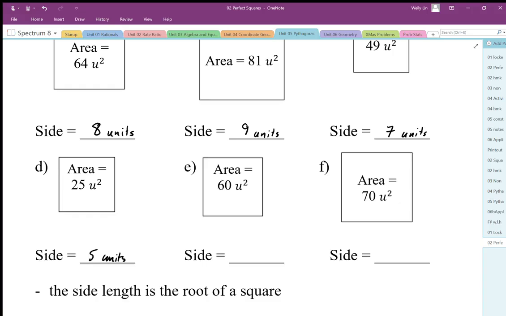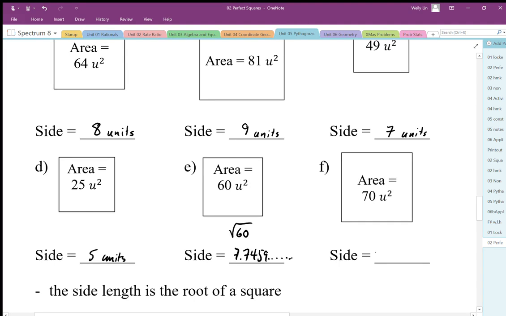So I do the square root of 60. I get this really, really long decimal, 7.7459 and so on. It keeps on going forever. So this is a really awkward side length. If I need to express this exactly, I would have to write it as square root 60.